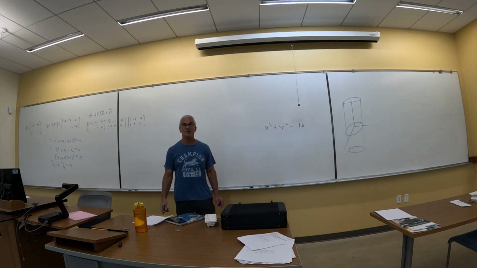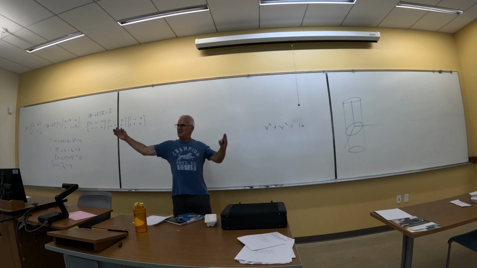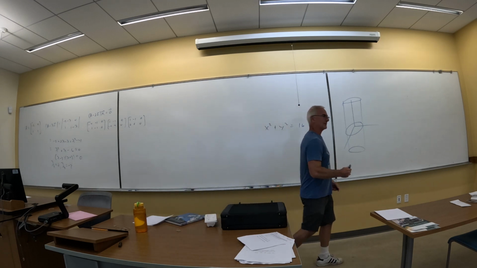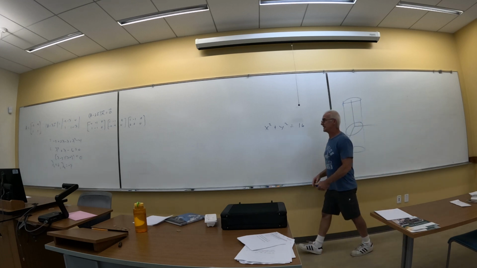Right? If I give you a square and it's in 3D, what would you call that? An infinite prism. Technically, it's still a cylinder. Okay? So that's exactly the same analogy as what we did in Calc 3.